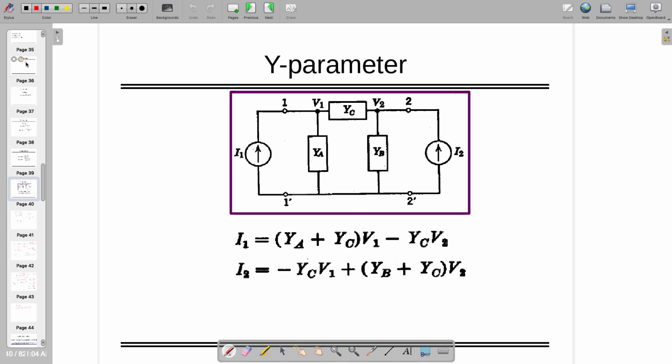Yeah. Thank you. So if you have a pi network where three admittances are there, YA, YB and YC, and there are two currents I1 and I2 and two voltages V1 and V2, then you can write down the equations I1 and I2 in the form of admittances as follows, right? This we have already done.